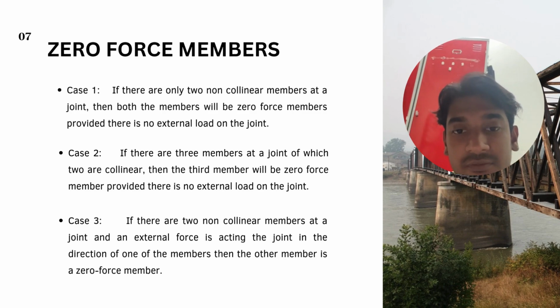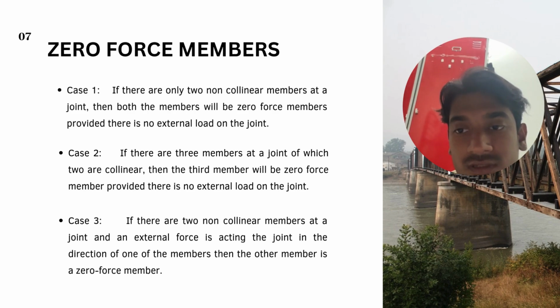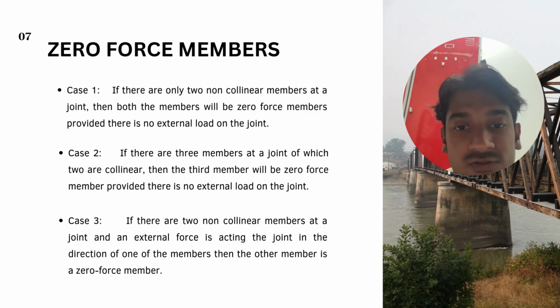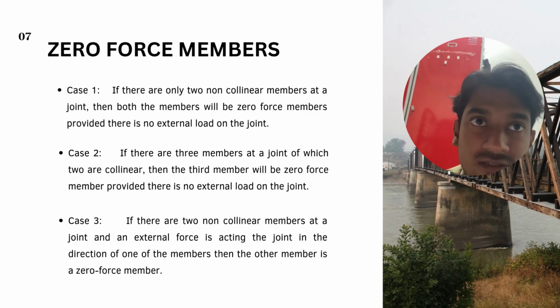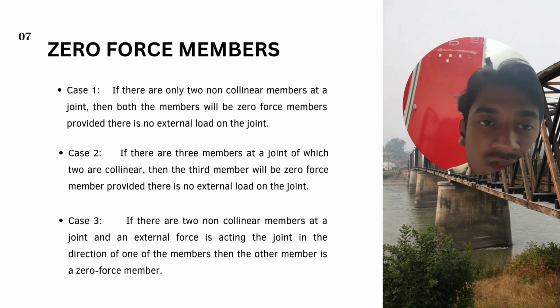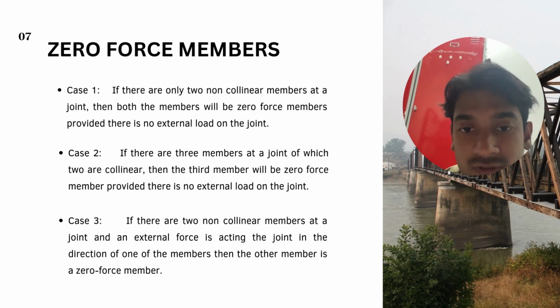Second is zero force members. How we identify it has 3 conditions: first, if the joint is applied by a force or becomes a support reaction; second, if the members are non-collinear; and third, if the members are not parallel. There are 3 cases to identify the zero force member. The first case is if there are just 2 non-collinear members in a joint, they will become zero force members at that joint when there is no external load on it.